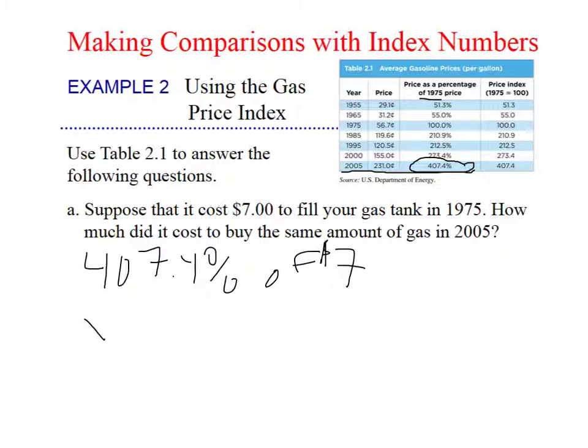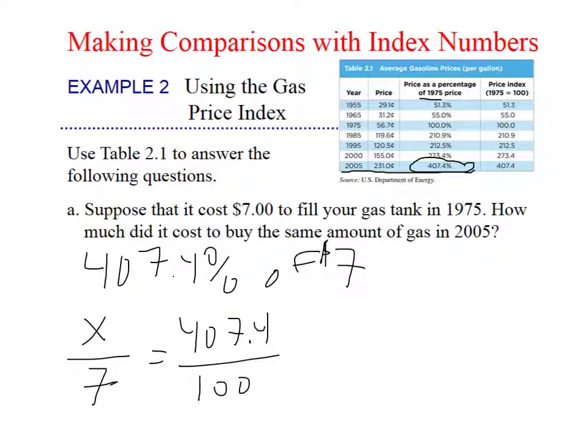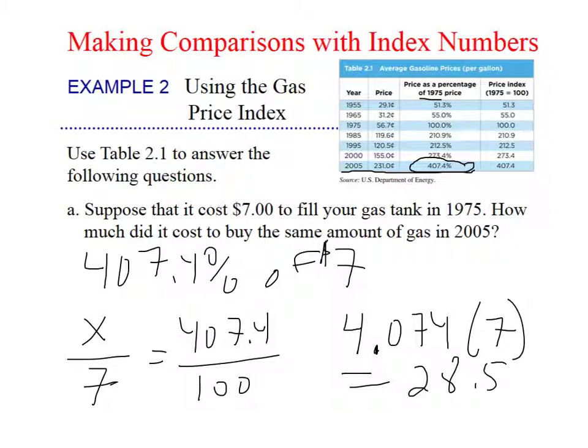So I mean, you can do this with a proportion. You could say x over 7 equals 407.4 over 100, using that is-over-of method from high school. Or you could just change the 407.4% to 4.074, and then multiply that times 7, and that would be what it would cost in 2005. And on my calculator I'm getting about $28.52 if I round. Okay, so I spent a lot more than that this morning.